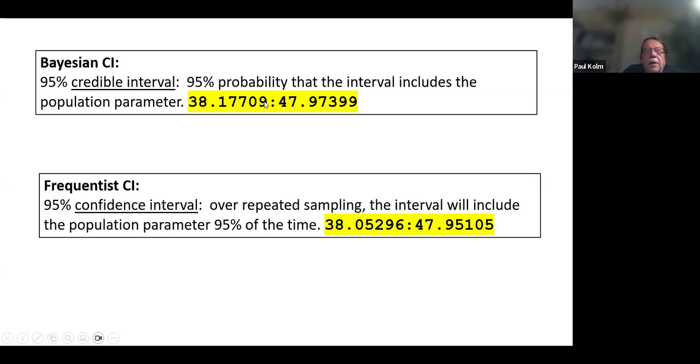So from the Bayesian perspective, this interval means we're 95% certain that the population parameter, the male regression parameter, falls in this interval. From the frequentist perspective, this means that if we were to sample over and over again an infinite number of times, this interval would include the true population parameter 95% of the time.